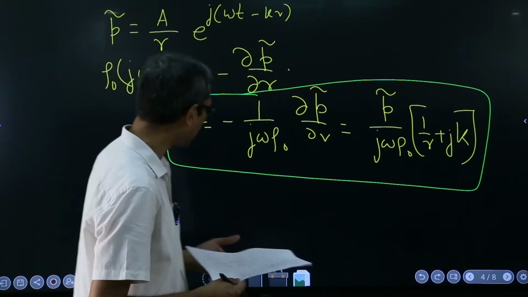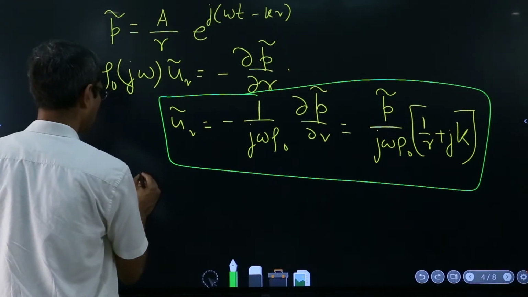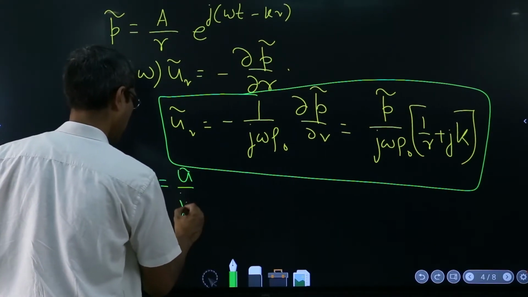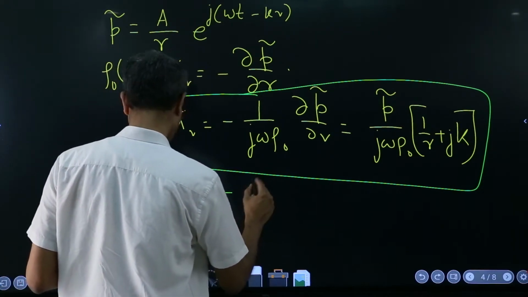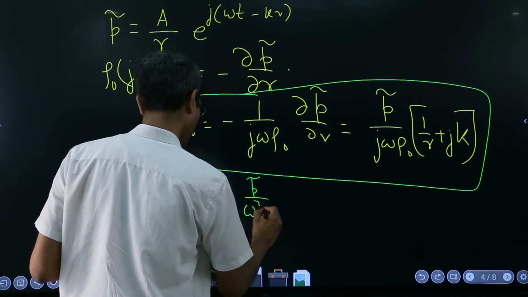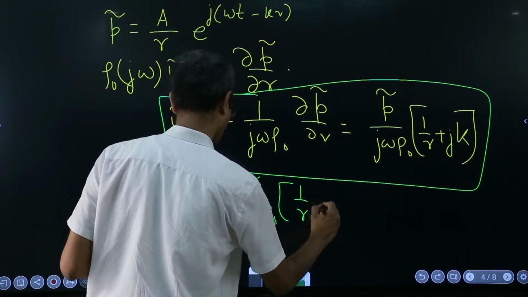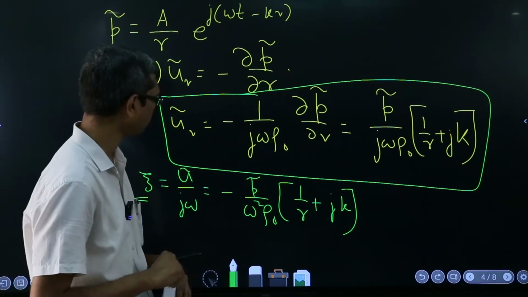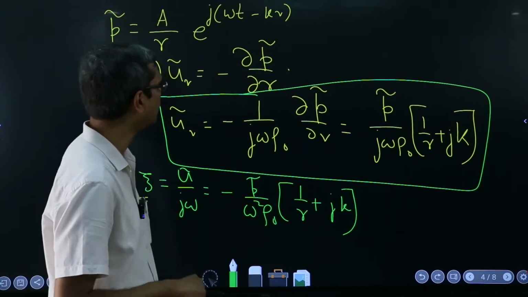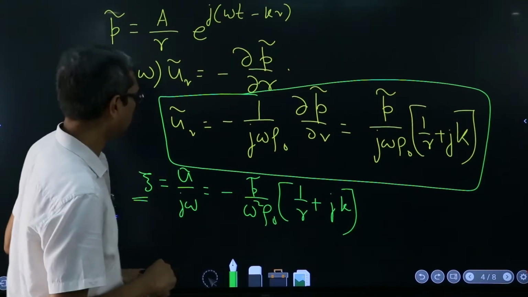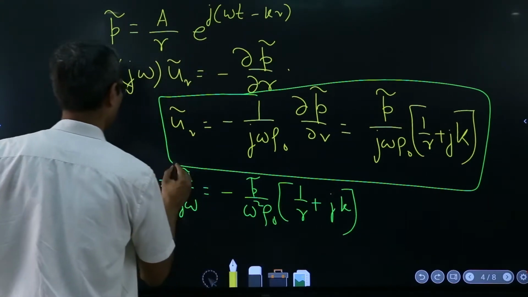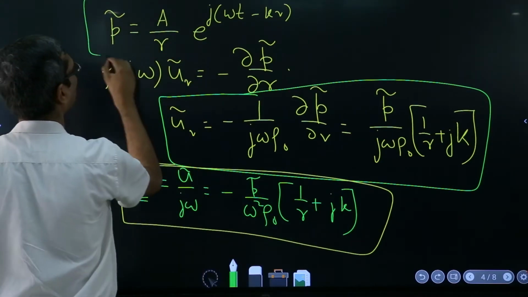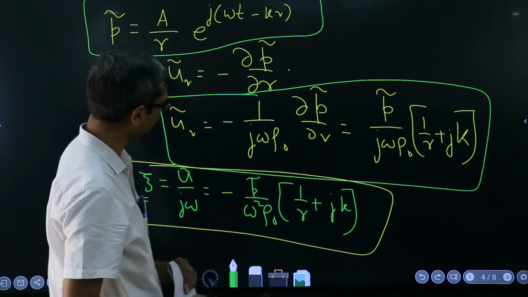Okay. And if you want to see the displacement which we are talking about, you can again do this u over j omega, and you will get an expression like p over omega square rho naught times 1 over r plus jk. So this is the displacement at any location as a function of r. When I say any location, it means only r is the varying thing. Okay. So this is the displacement, this is the pressure, and this is the velocity.